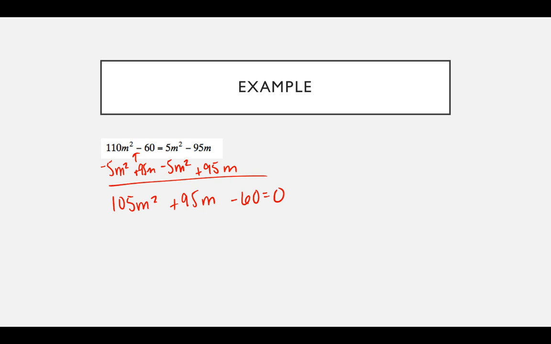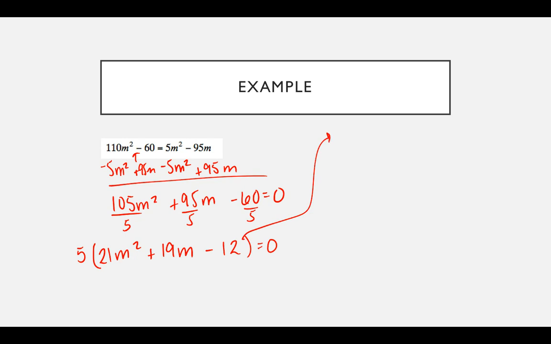This one has the greatest common factor. So in this case, we can divide everything by 5. That 5 goes out front. And then we have 21m squared, 19m, minus 12. I'm just going to rewrite that here.